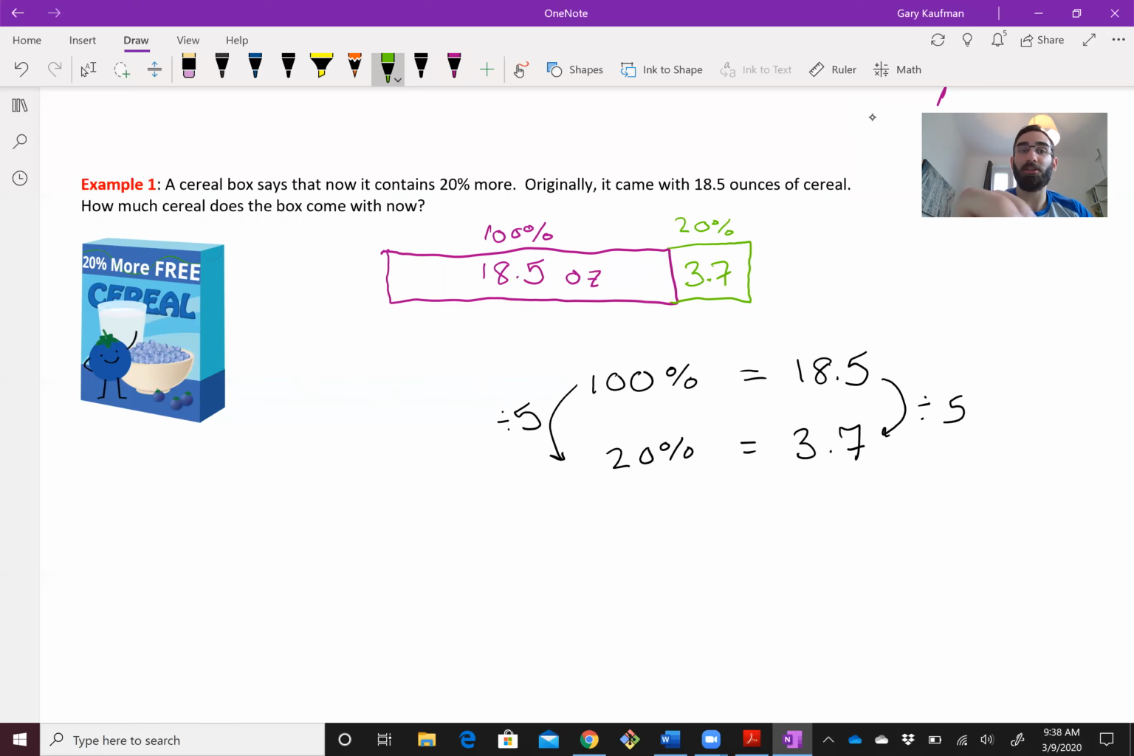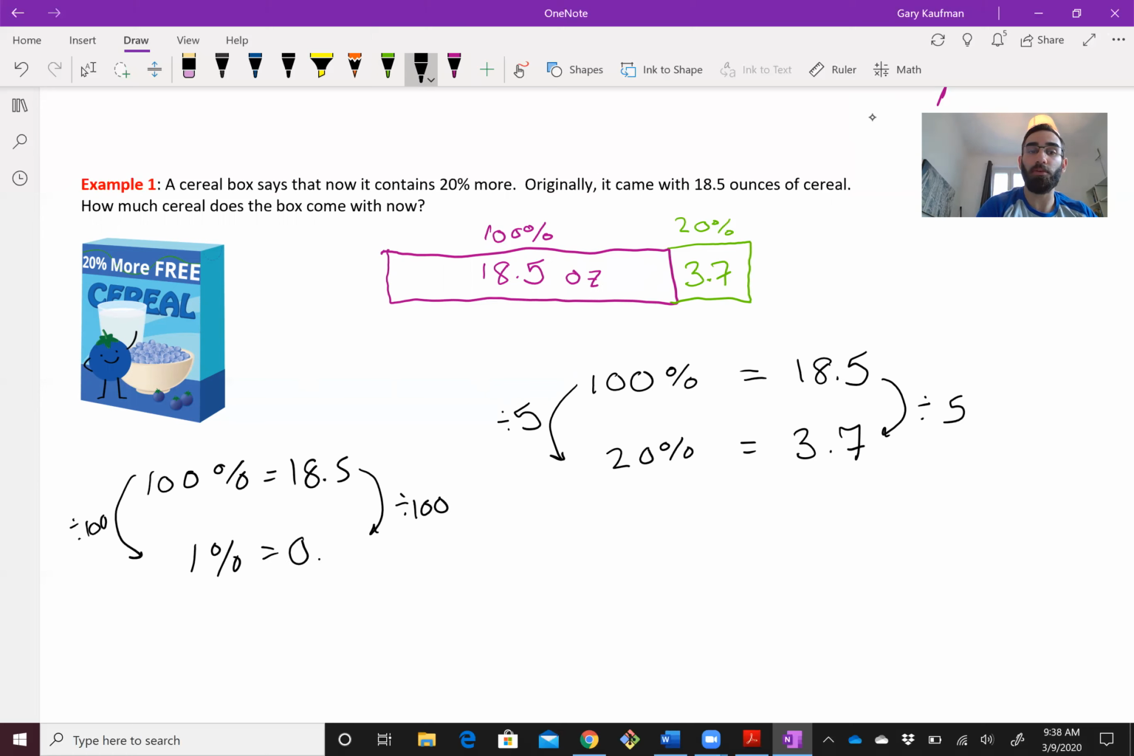You could have actually also done it a different way. You could have found the unit rate. So this goes back to our unit rates. I could have said 1%, divide by 100. So divide by 100, and therefore I would have gotten 0.185. And then multiply by 20, which gets me to 20%. Multiply this by 20, and I again get 3.7.